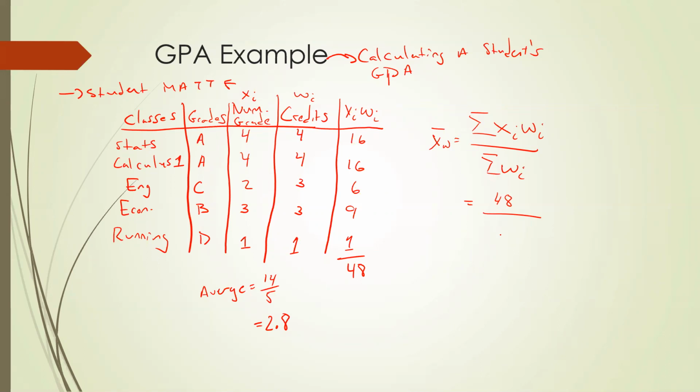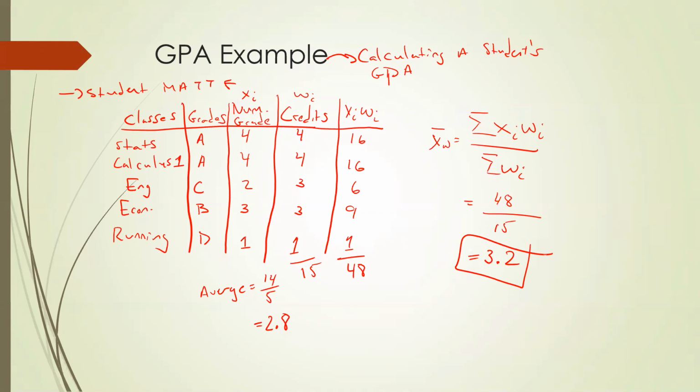Now you're not going to take this and divide it by 5. You're going to divide it by the sum of the credits, the sum of the weights. It looks like Matt was taking 8, 11, 14, 15 credits. So if you take 48 and divide it by 15, Matt's real GPA is going to be a 3.2. Much better? Yep.